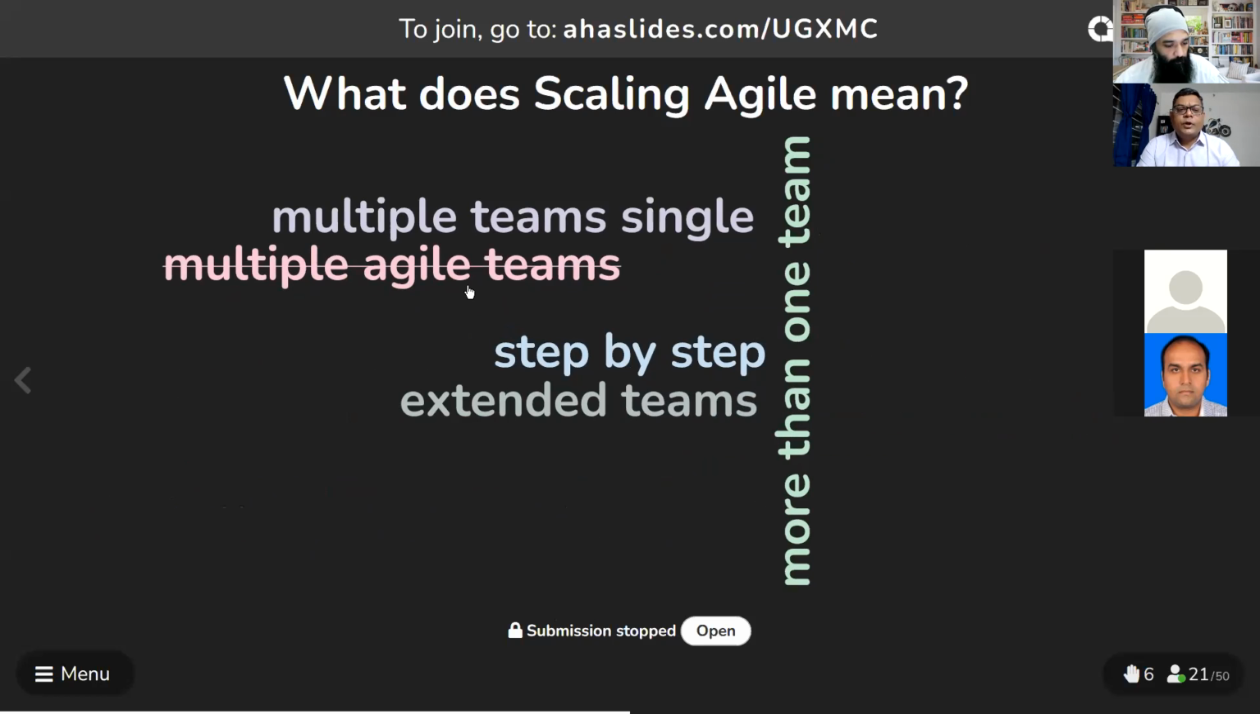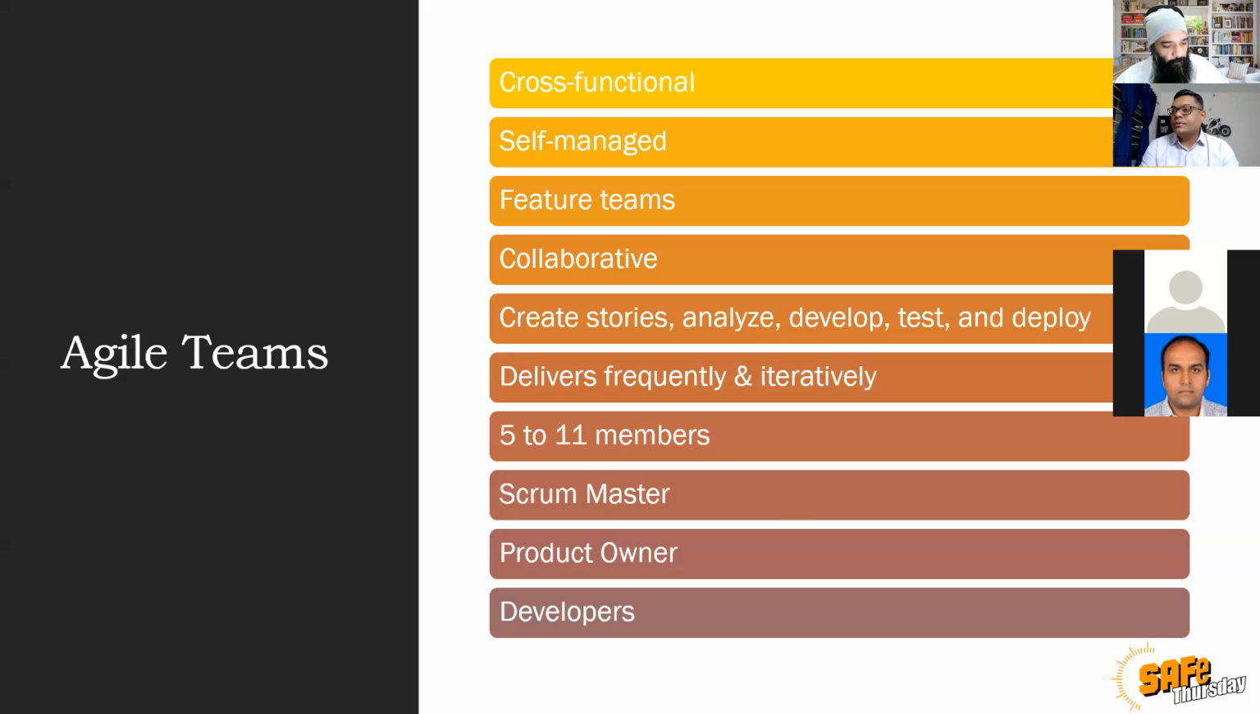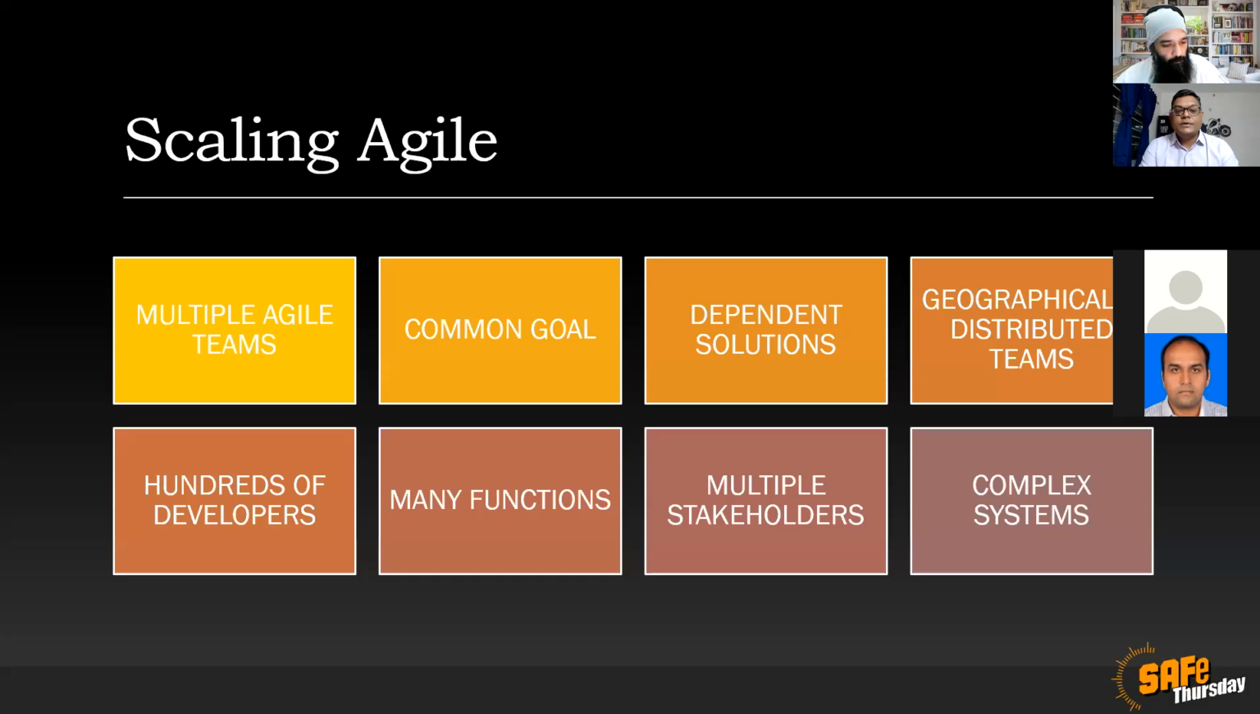So a lot of these companies, a lot of these teams, are Agile and have been practicing Scrum maybe in their own domain or in their own space. But when it comes to building something at the enterprise level, where hundreds of people come together to build something bigger, a complex system, that's when we say it's scaling Agile. There are multiple Agile teams, but working towards a common goal. And there could be multiple dependent solutions, geographically distributed teams, hundreds of developers, many different functions. Now, typically, when you are talking about building a banking application, you have the compliance, regulation, the security, you have hardware involved.